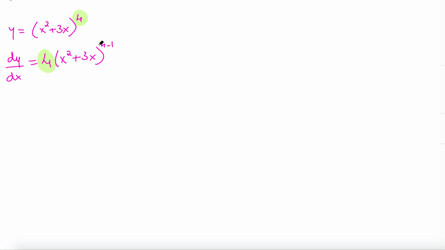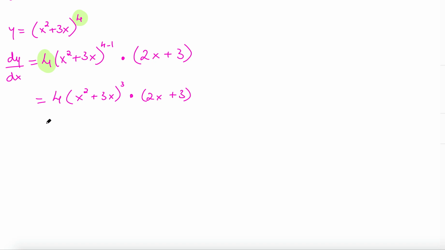Now again, I must remember that while I've differentiated the bracket as a whole, I haven't actually addressed that there's a function inside here that I need to look at. So I haven't differentiated that yet. So what I do is I multiply by the differential, or the first derivative, of what's in the bracket here. And if I differentiate that, I'm going to get 2x + 3. So what I'll do then is I'll just tidy it up for myself. I'll have 4(x squared + 3x) to the power of 3 times (2x + 3).